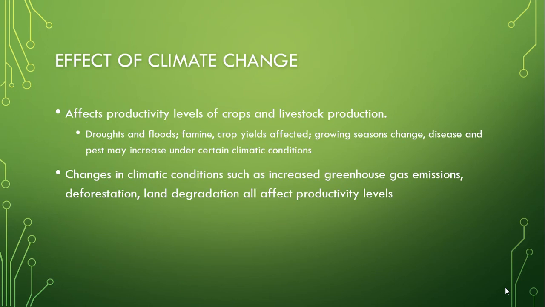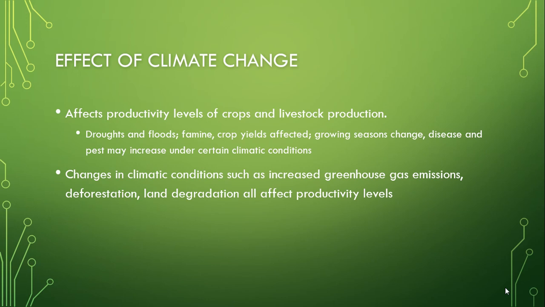Climate change also has a major impact on the productivity and the success of our agricultural activities. So climate change can affect productivity levels of the crops and the livestock. For example, where we have extremes of climate such as droughts and floods, on the one hand there is not sufficient water supply, on the other hand it's too much. We find that this often results in famine. It affects our crop yields, the ability to produce an abundance of crops.